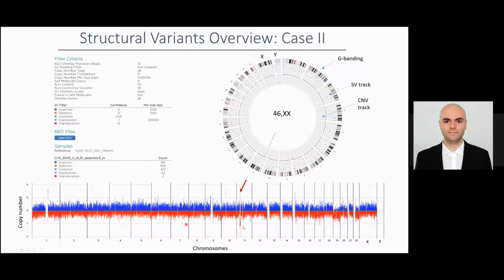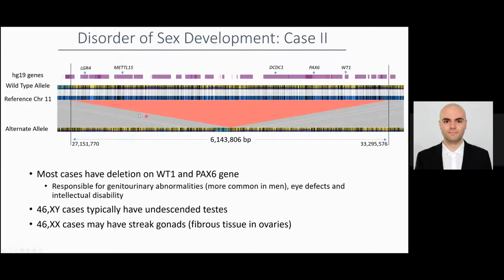What we see readily, both in the circos plot and the copy number variant view of the whole genome, is that on chromosome 11, there is a copy number loss present in this patient. We can zoom in on this particular location that has a deletion, and look at the actual genomic maps that were assembled for this sample.